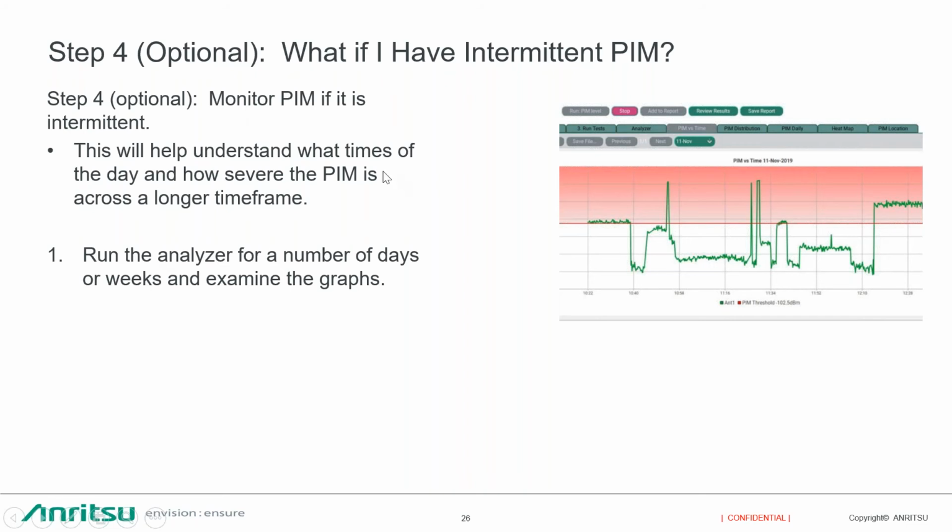And so you can use the IQ FiberMaster to stick into your hut, leave it there for several days or hours or whatever, and examine the graphs over time. In this particular case, we've got a number of hours recorded in this graph, and you can see at certain times the PIM will spike. And then you can use your troubleshooting techniques at these particular times of the day, when you get to that point of troubleshooting. Okay, so that is an optional step again, and your PIM may be consistent, so you don't need to do monitoring.